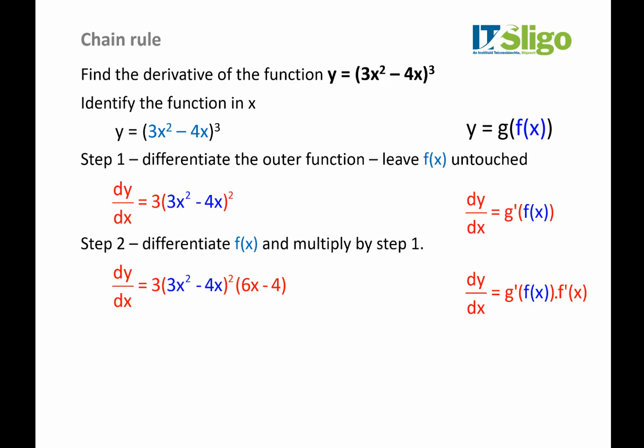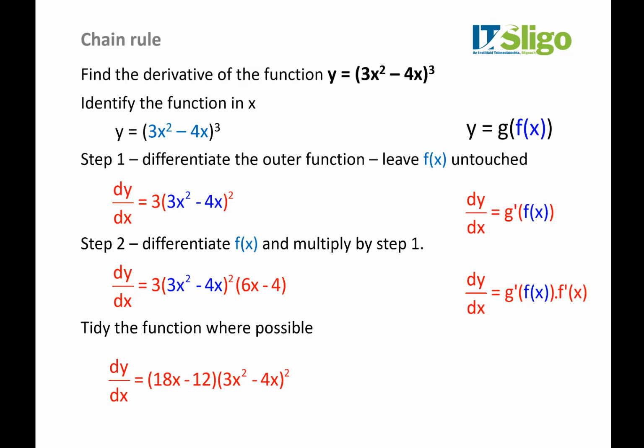And finally now there can be a little bit of tidying up. This bracket here moves to the front, where each bit is multiplied by 3. So the 3 multiplies by this bracket, but the bracket has moved to the front. Tidy up the function where possible. So it's 6x by 3, that gives me 18x, minus 4 by 3 gives me the minus 12. And f(x), generally you don't try and square this out or expand it, just leave it. This is probably the neatest way of writing this function.